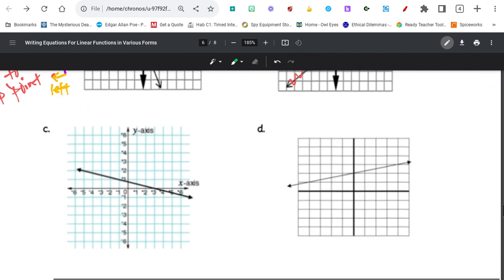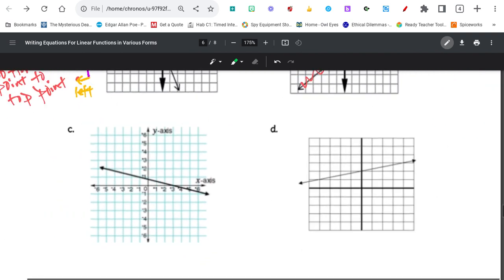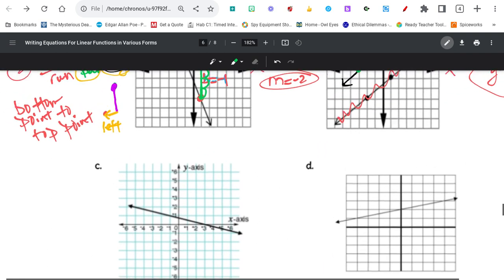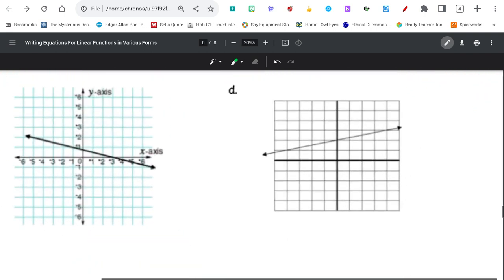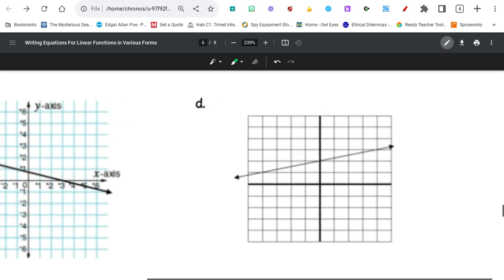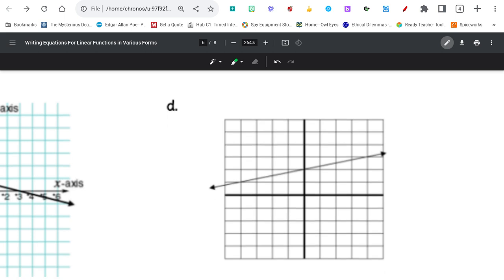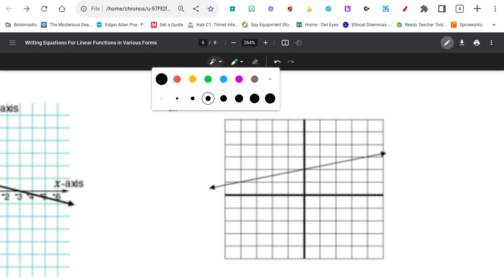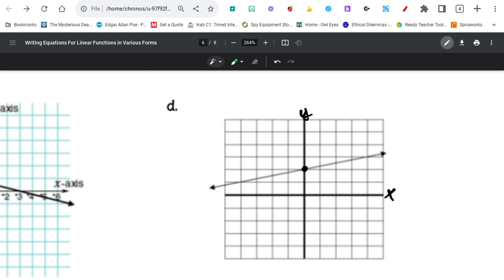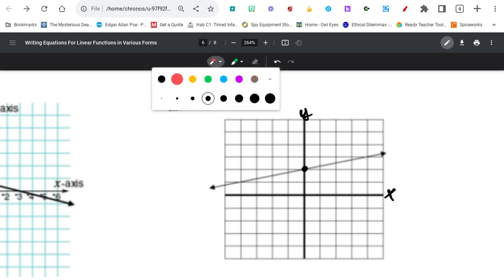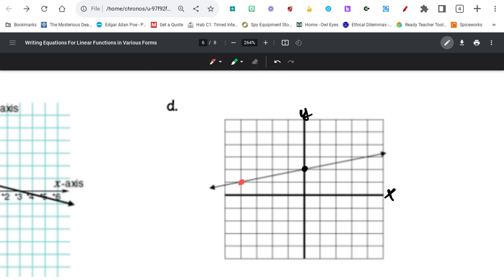All right, we're going to skip over C because that line is off too, okay? Let's go to D. D doesn't have any points on it. So if you find a line that doesn't have any points on it, then you make your own points. I can tell it crosses the y-axis right here. This is the y-axis. This is the x. And I can use this point because I can read it. If that's 0, that's -1, -2, -3, -4. That's -4 on the x.